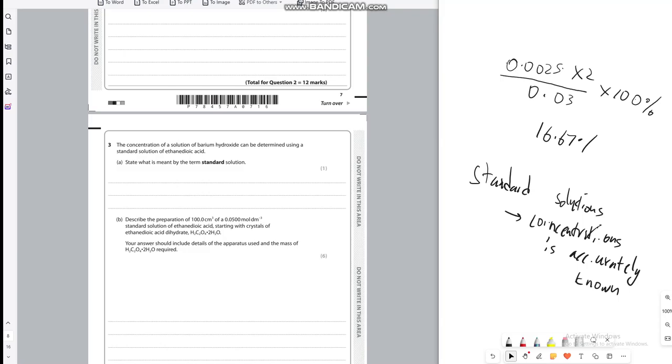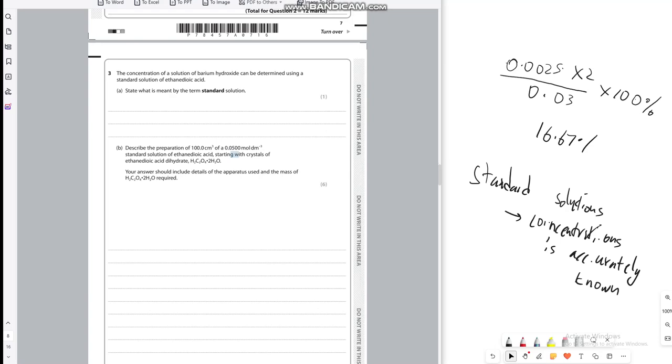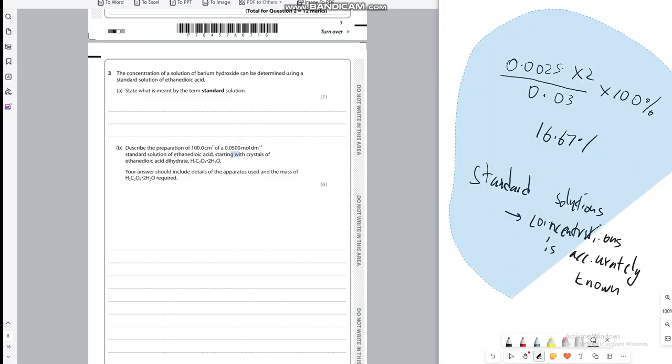Describe the preparation of 100 centimeter cube of 0.05 moles per decimeter cube standard solution of ethanedioic acid, starting with the crystals of ethanedioic acid dihydrate, H2C2O4.2H2O. The answer should include the details of the apparatus used and the mass of H2C2O4.2H2O required. We'll do a calculation to see how much mass of the acid is required.